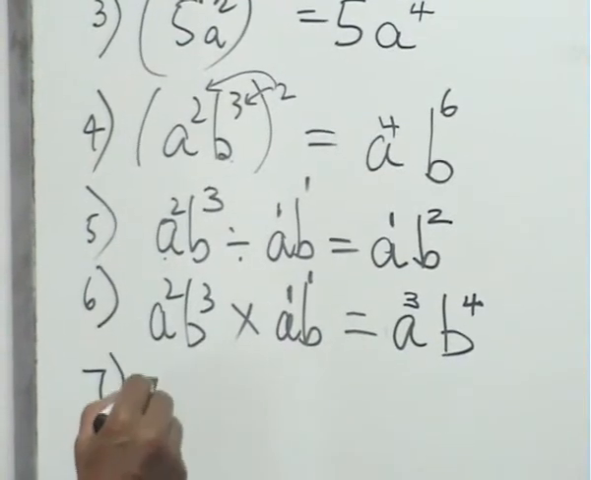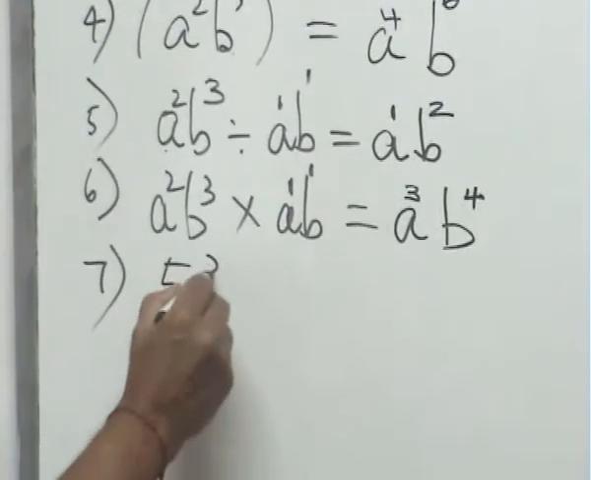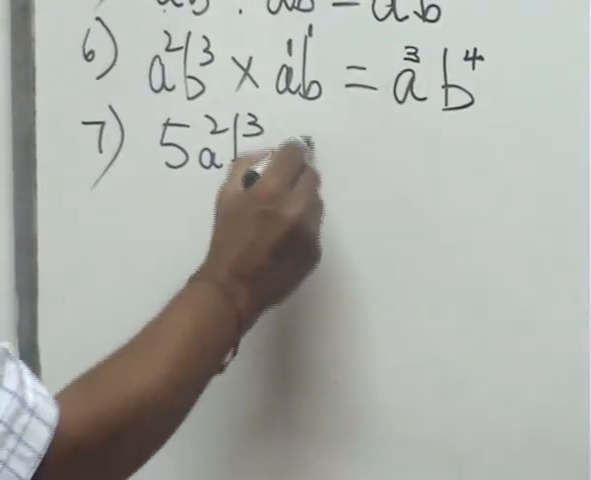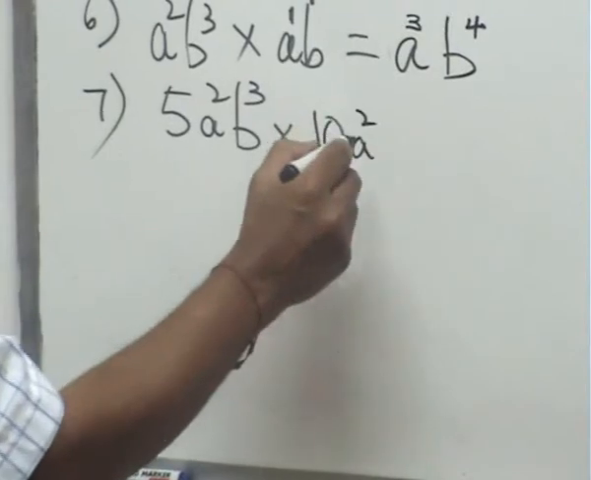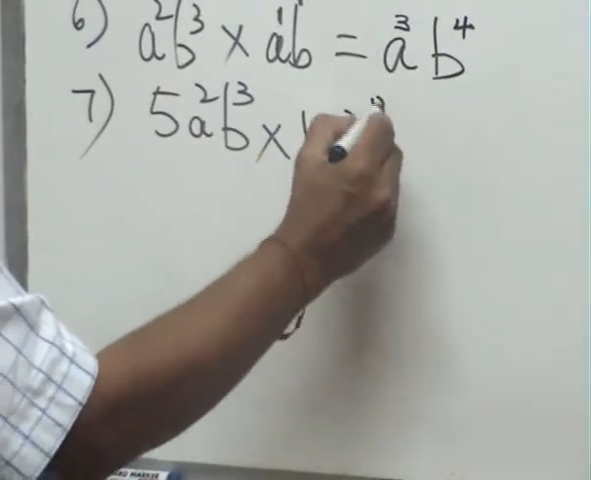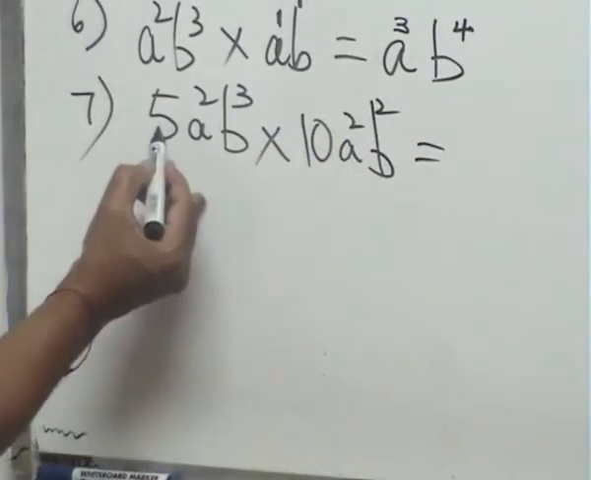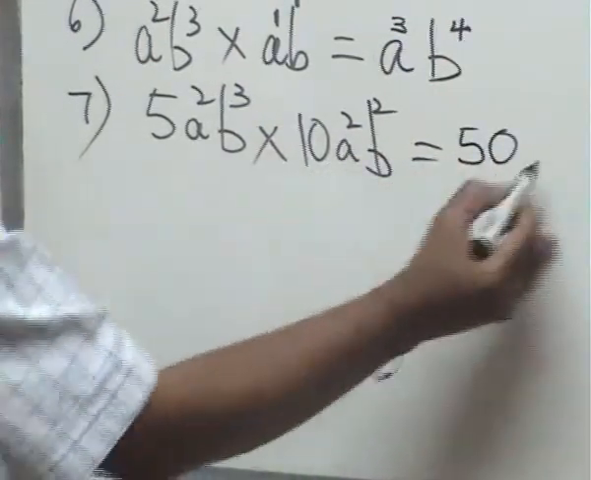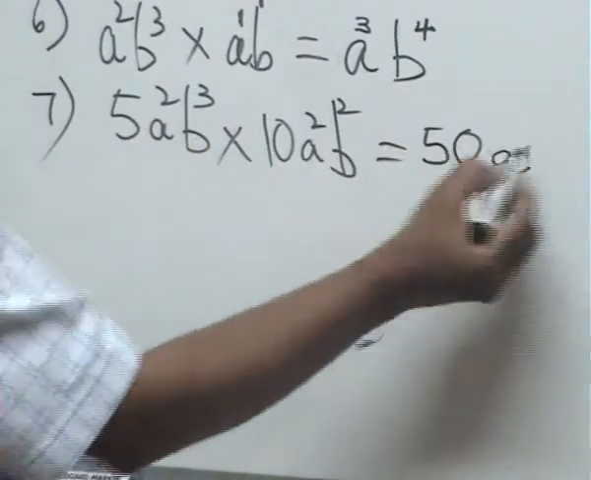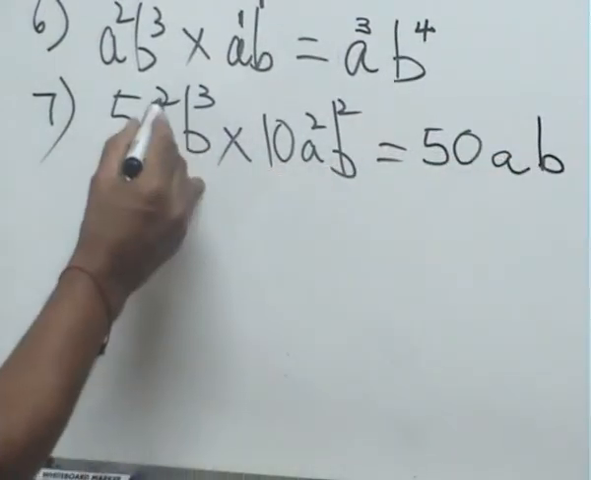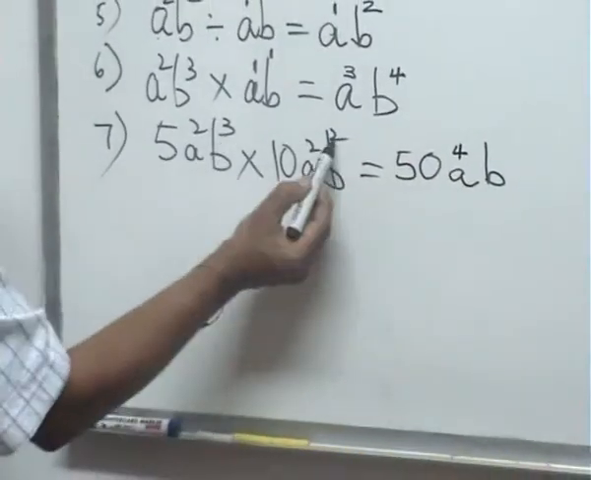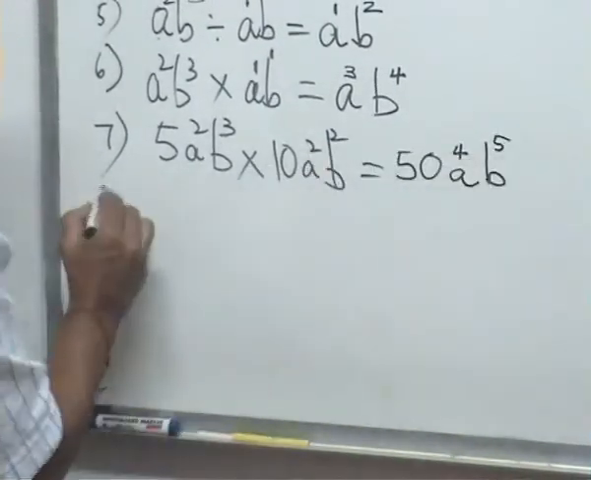Number 7, 5a squared b cubed times 10a squared b squared. Well, you multiply. Number times number, 5 tens, 50. The base here is a, the base here is b. 2 plus 2 will give you 4. 3 plus 2 will give you 5.